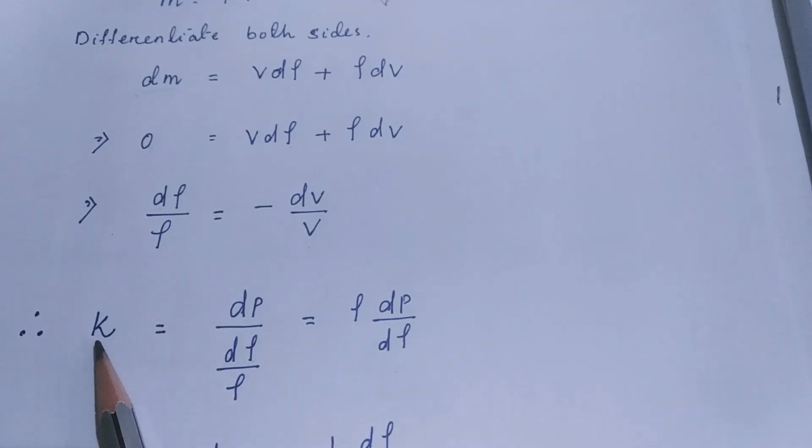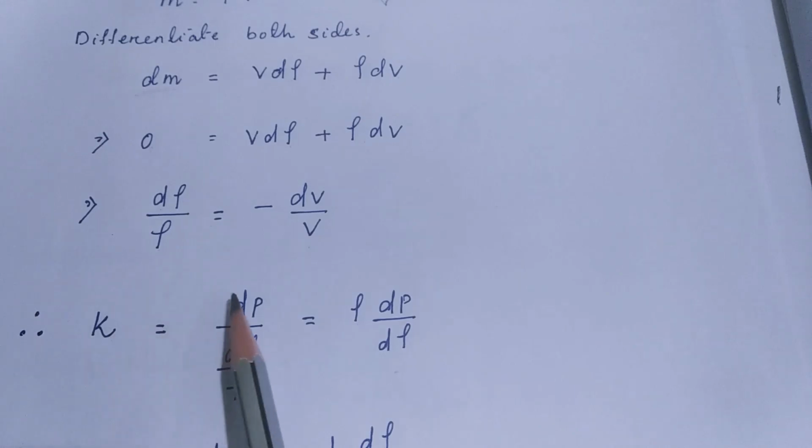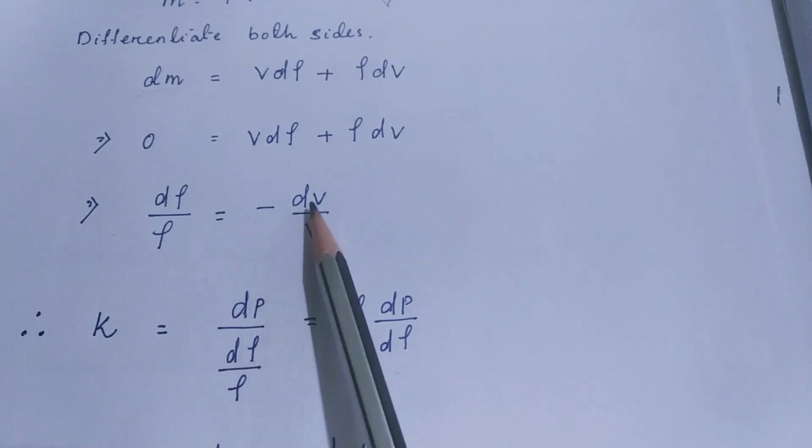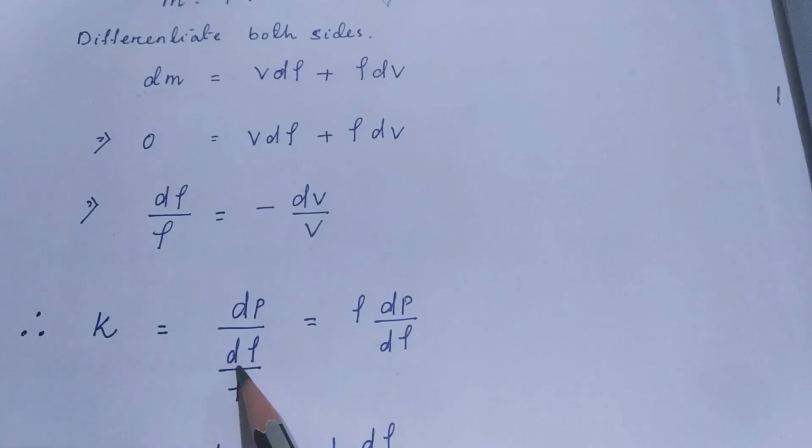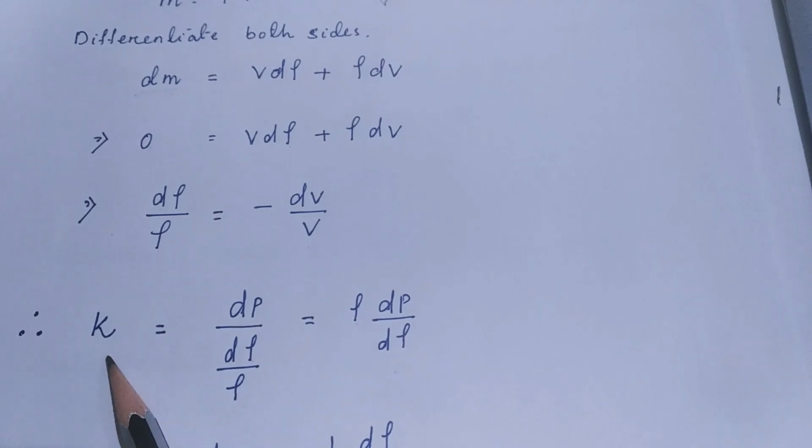So we know that bulk modulus, that is K, is equal to change in pressure dP by volumetric strain. In place of volumetric strain, that is minus dV by V, we can substitute d rho by rho. So here it is d rho by rho. If we rearrange this, we get K equal to rho into dP by d rho. So this is the bulk modulus for liquid.